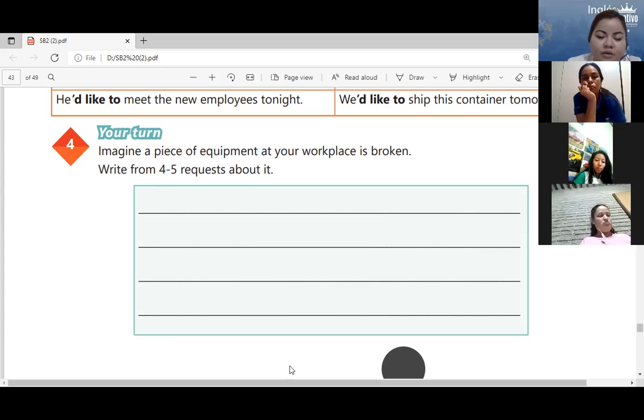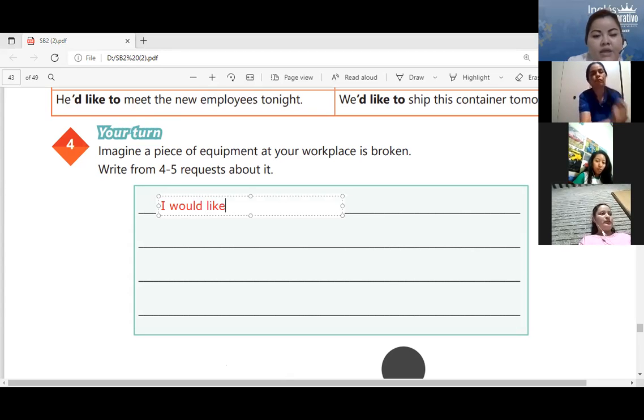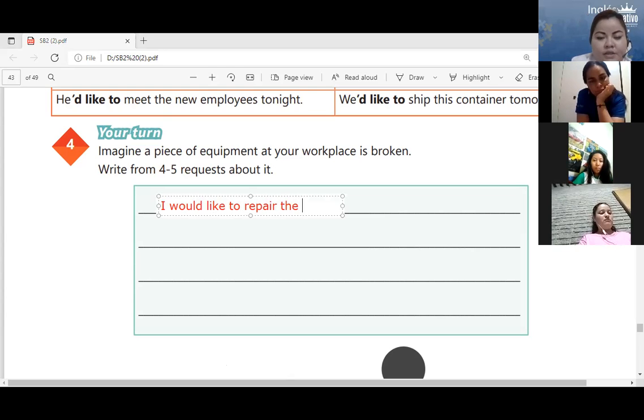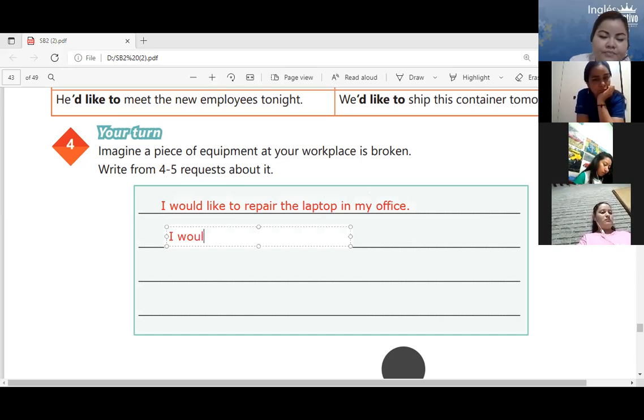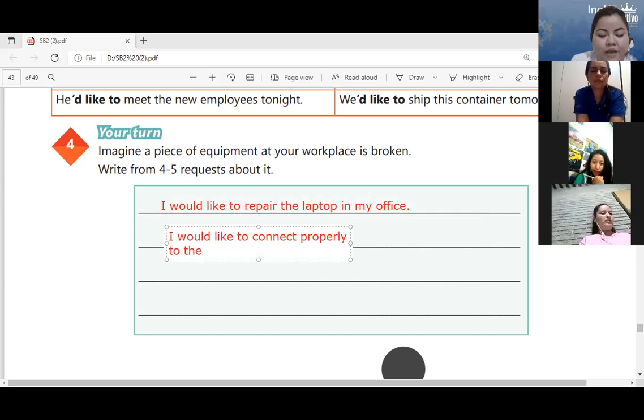For example, in my work, right, I would like, give me a moment. I would like, right, now I want to make a request. I would like to repair the laptop in my office. Okay, I would like to repair the laptop in my office, right? That's one request I have. I would like to connect properly to the internet or to the Wi-Fi. I would like to connect properly to the Wi-Fi.